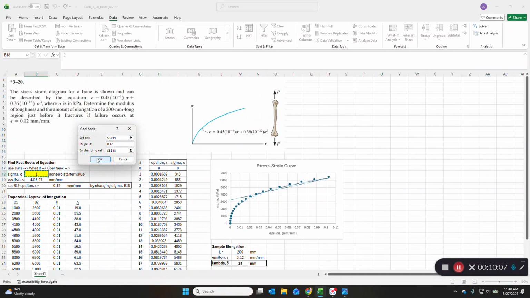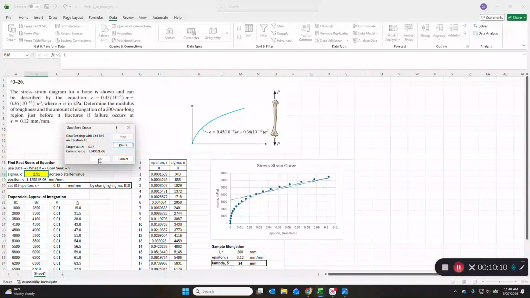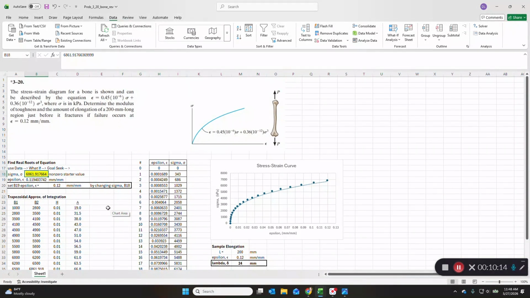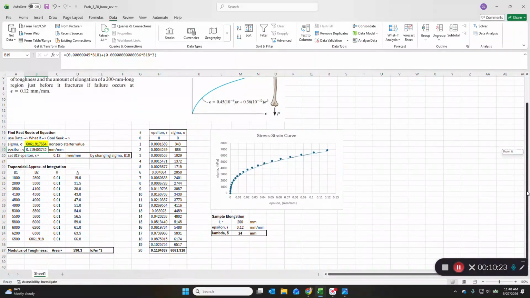So you'll see some iterations that'll happen very quickly. And there we have it. So it's 6,861, and it gets us very close to 0.112. So from there, I plotted this, okay?